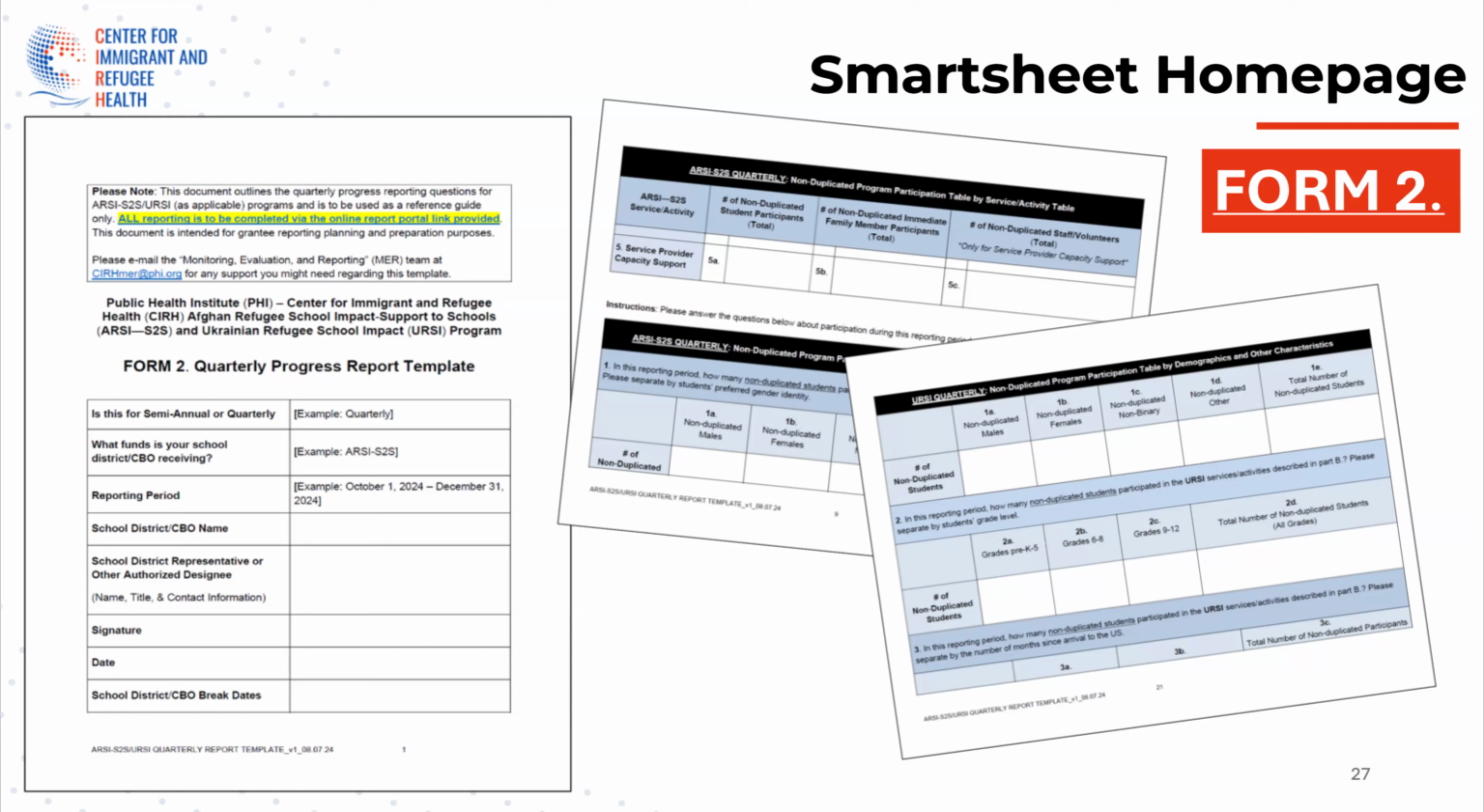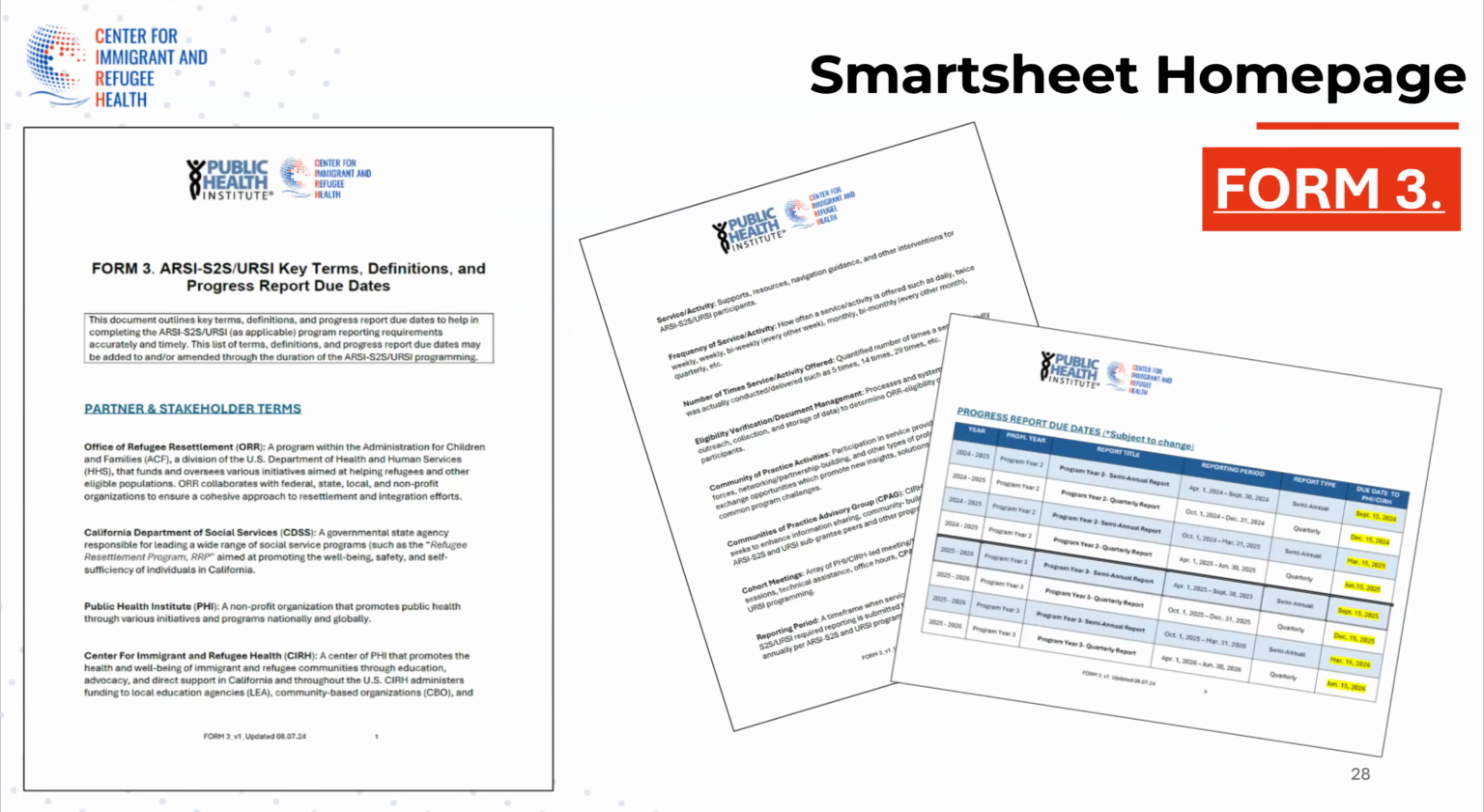And if they have all the data there, it usually takes them 15 minutes to complete the report if they have it already on this hard copy. The third form there is called key terms, definitions, and progress report due dates. You can think of it as a mini glossary of terms if you just want to double check that you're interpreting the questions correctly. But again, you're always free to email us and call us if you have any questions, but we wanted to give this as a tool to help you. And this is also where those report due dates can be found, and if you want to print them out.